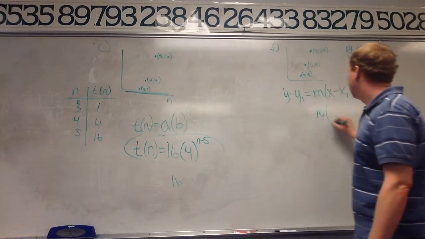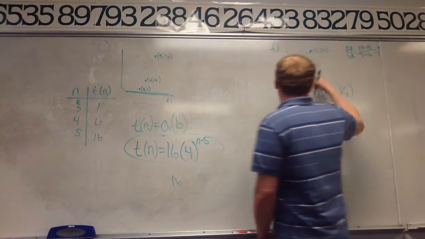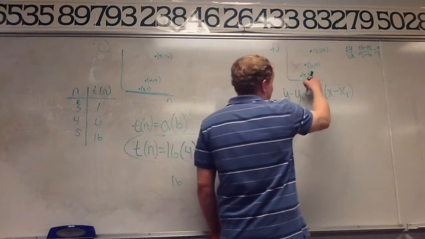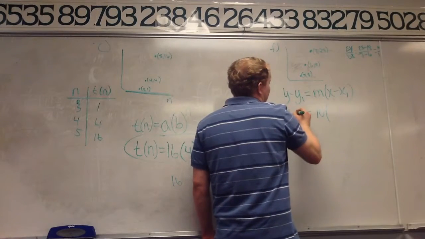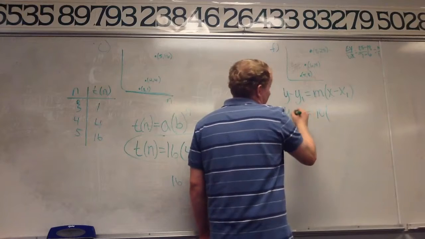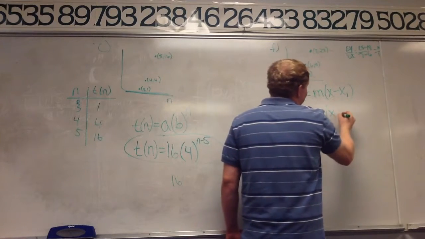And then you put in the y for the y. And then you pick one of those and you put it in, right? Put an 8. This one? Yeah. So it'll be y minus 8 equals 10 times x minus 5.